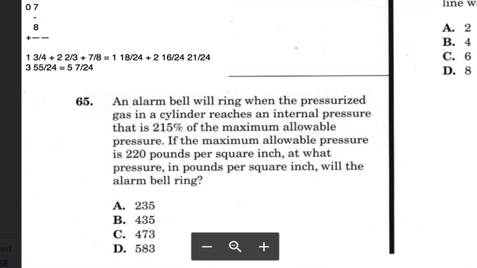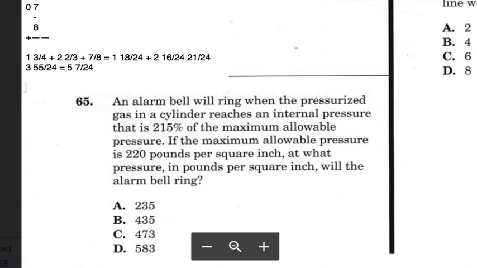So let me finish reading the second sentence. What I do is I try to analyze things as I'm reading them, to try to make sense of it. By taking the sentence by itself, breaking it into phrases, understanding the phrase, building it back up into a super sentence, understanding the sentence, and then as we continue on, you're adding to your understanding with each piece. You're merging phrases, you're merging sentences. Okay, so if the maximum allowed pressure is 220 pounds per square inch, at what pressure in pounds per square inch will the alarm bell ring?